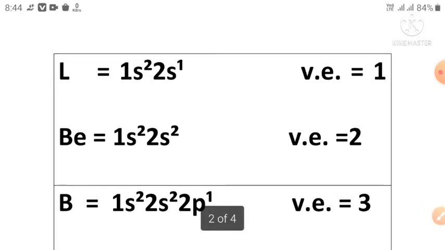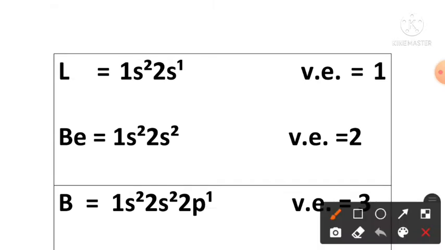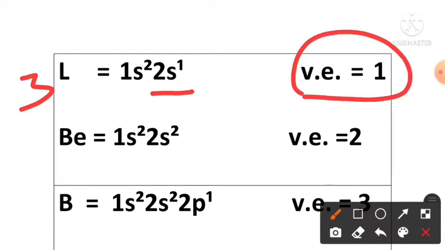Now, next element, lithium. We know that Z of lithium is 3. So we write its electronic configuration 1s2, 2s1. Now in this element, the outermost shell is 2s1 and the number of electrons present in it is 1. So its valence electron is 1. We can easily derive it if we know about electronic configuration.